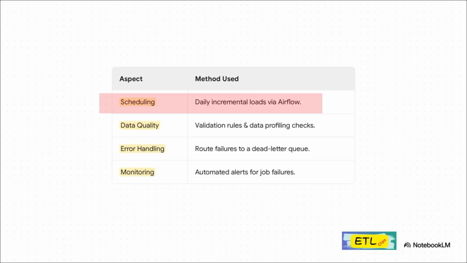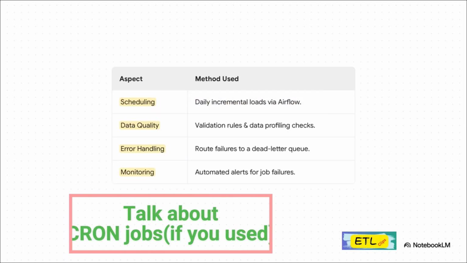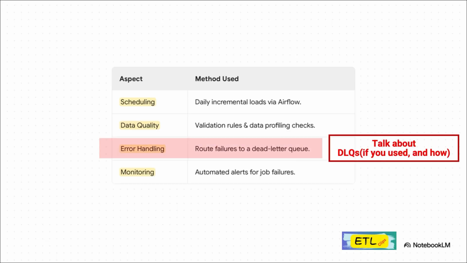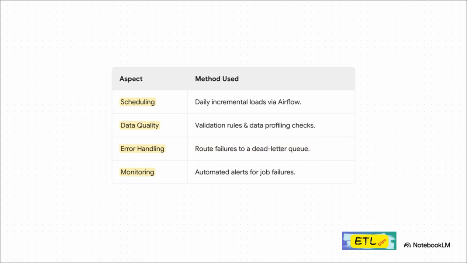For scheduling, we used Airflow to run daily incremental loads. This was way more efficient because we only processed new or changed data each day. To make sure that data quality was high, we built validation rules right into the pipeline. Simple stuff like checking for null primary keys or invalid date formats. Now, if a record failed one of those checks, we didn't just drop it. We routed it to what we called a dead letter queue in S3, which is basically just a holding pen for bad records so we could analyze them later. And of course, we set up automated alerts so the team would get notified immediately if any job failed or if data quality issues popped up.